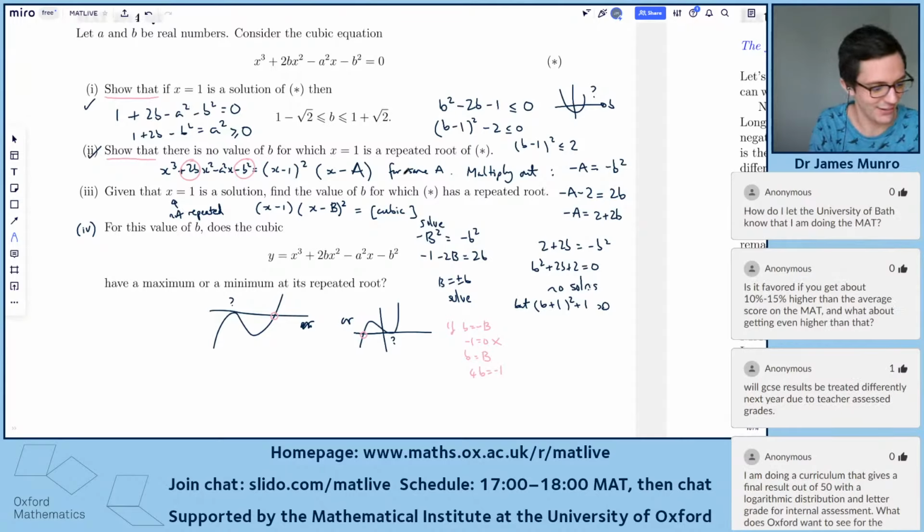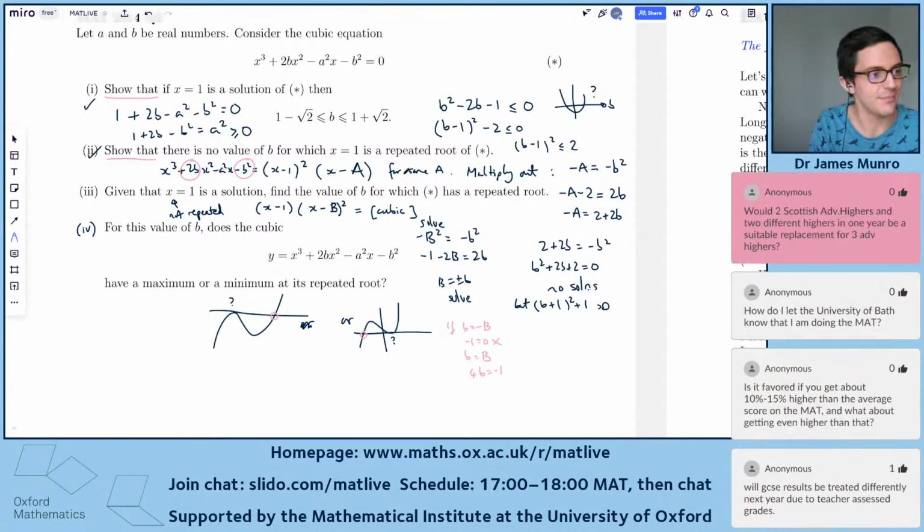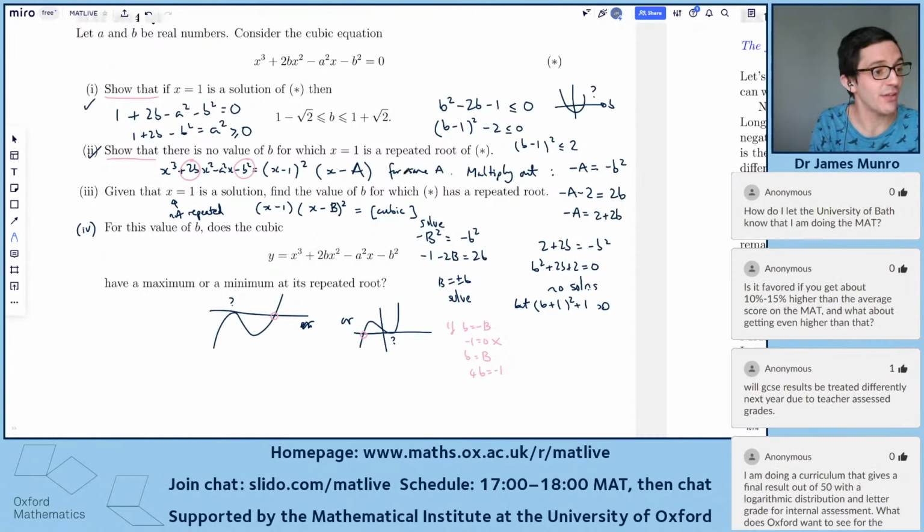Technicality question. I like these. Oh. No, not that one. That's the Scottish highest question again. University of Bath. How do you let them know that you're doing the MAT? You need to tell them your MAT registration number. So this is an arrangement with the University of Bath. They'll take your MAT result into account if you tell them that you're taking the MAT. You have to let them know that you're taking the MAT and the M number that you've been given when you register or when your school centre registers you.